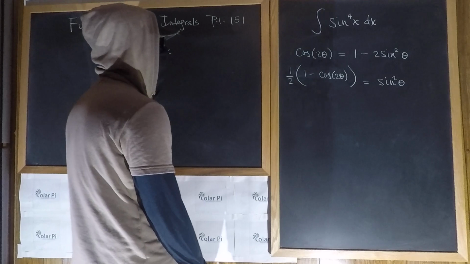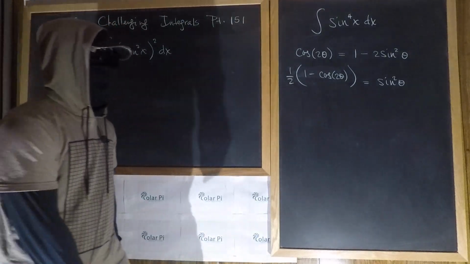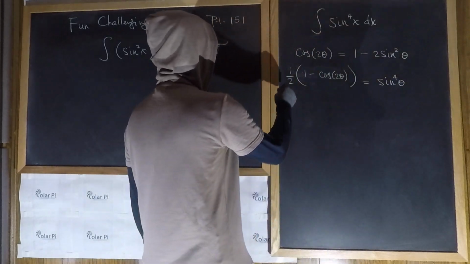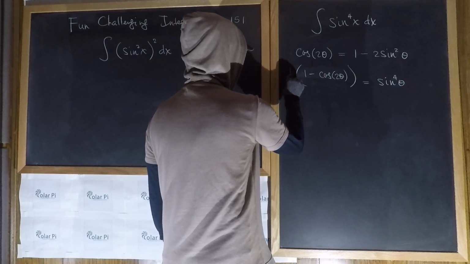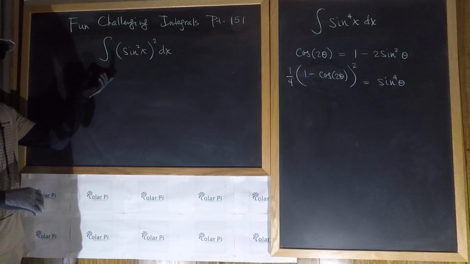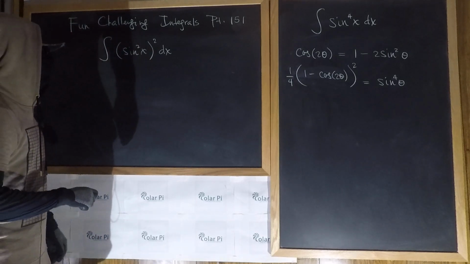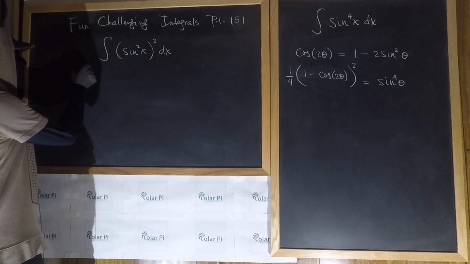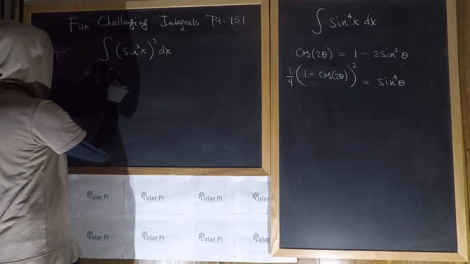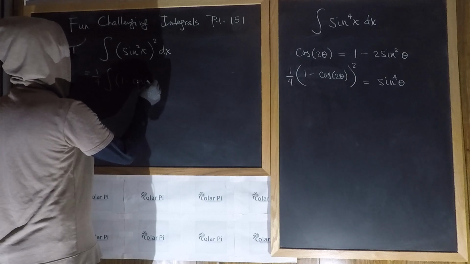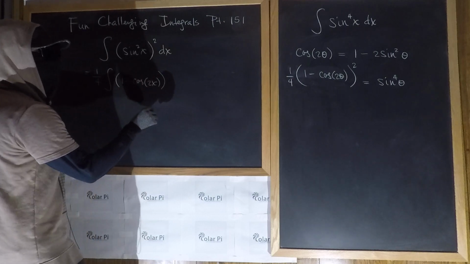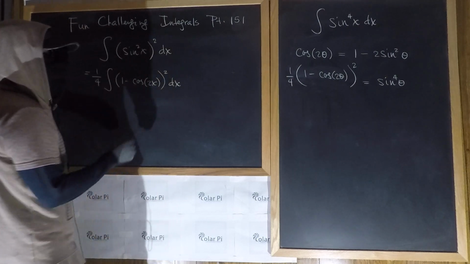Okay, so where to from here? If I square both sides of this, on the right I get sine to the power 4. On the left I get a quarter instead of the half, and then this would have to be squared. That's what's in here. So instead of this integral we can write 1/4 and then the integral of 1 minus cosine, and it's x not theta, so cosine 2x all squared dx.